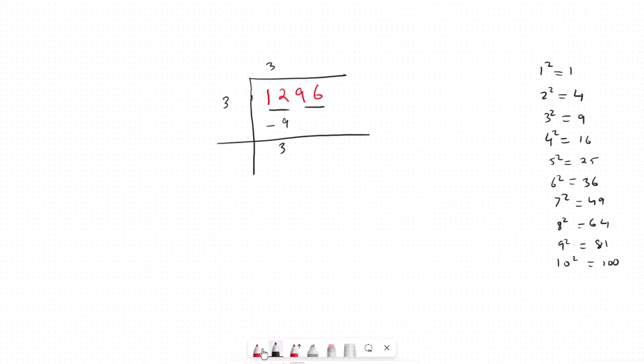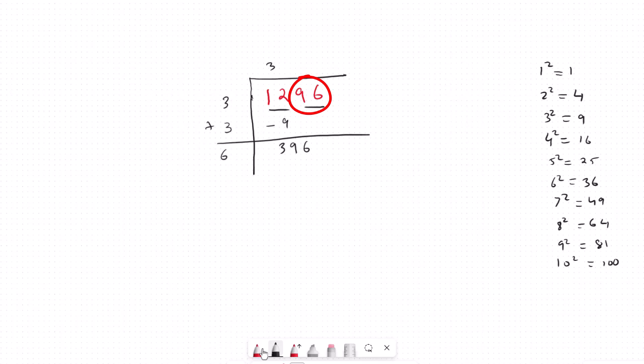So we get 3 here. And now we have to add the same number here that we just multiplied here. So we're gonna add 3 plus 3, so we get 6. And then here we're gonna carry this pair, so 96, so we get 396.